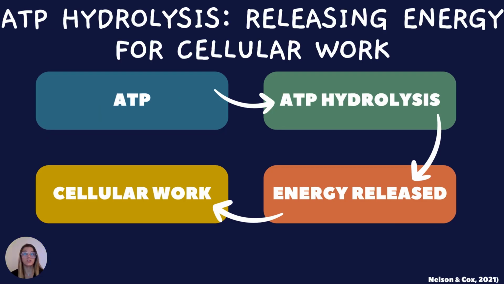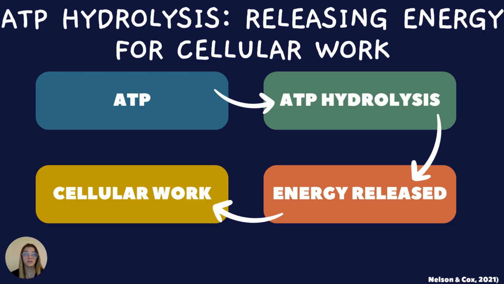Once ATP is produced, the cell can use it to perform work. Again, notice that the same color coding continues, connecting ATP synthesis with ATP hydrolysis as one continuous process. That is very important to understand.